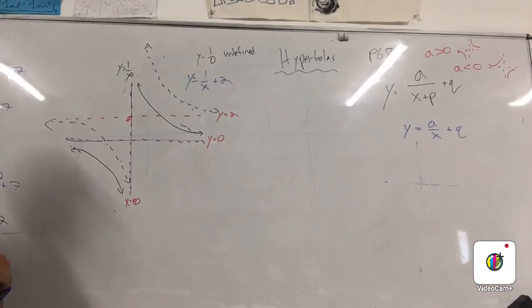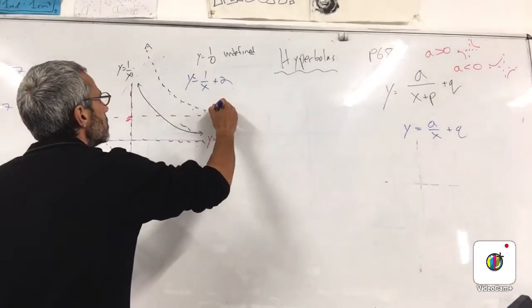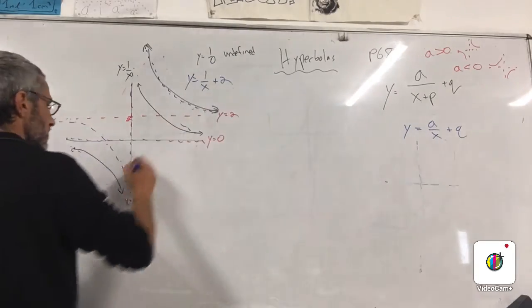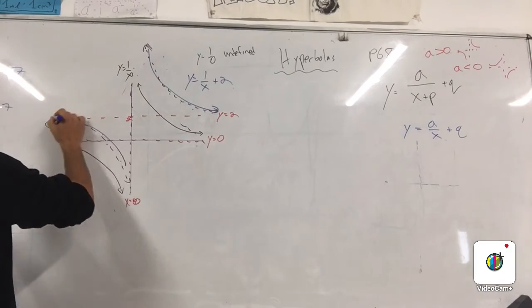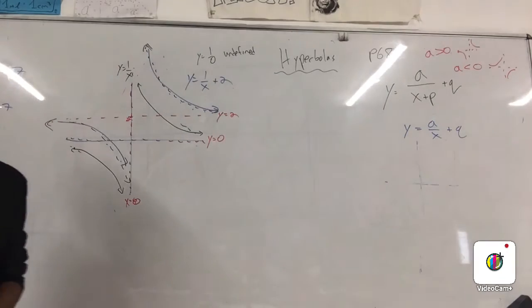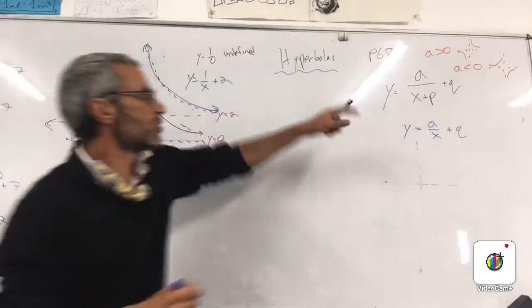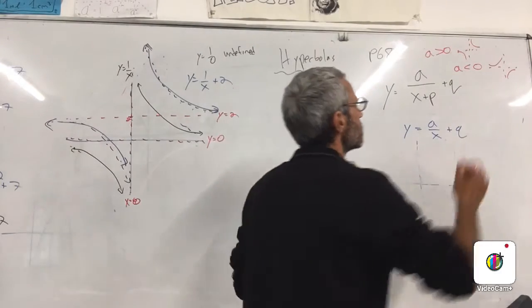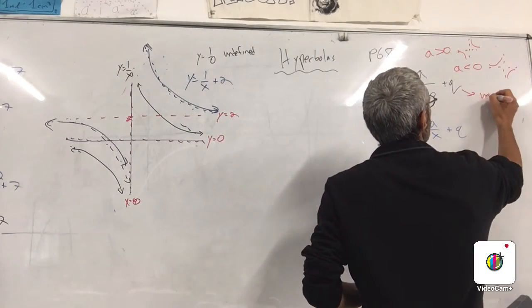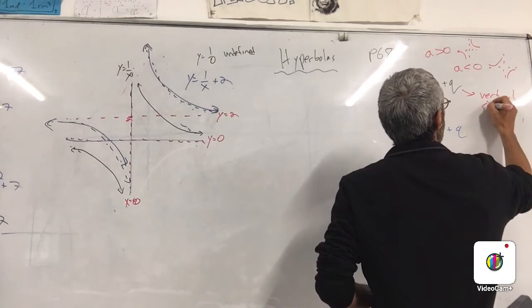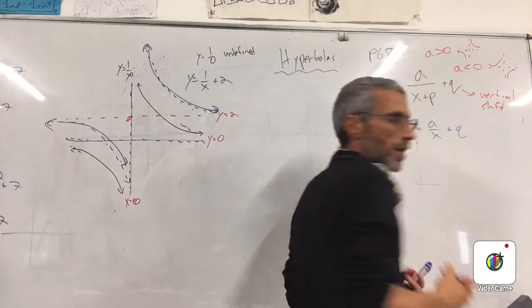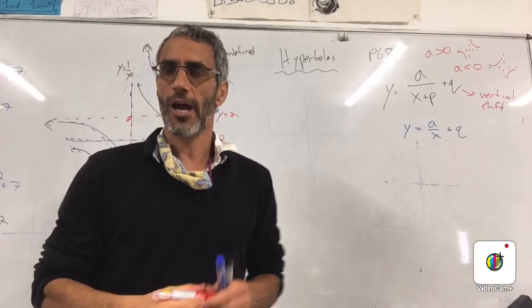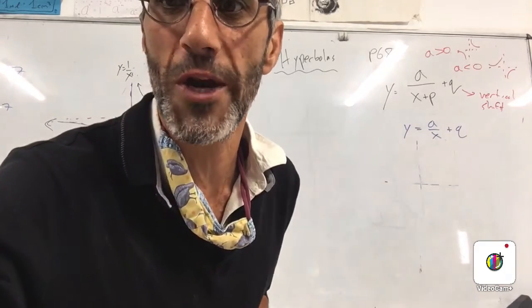Maybe give it a solid line in blue. So we have a new line. Everything moves 2 up. So that's what the Q does. The Q is vertical shift. That's what we've done last year. I'll just pause for questions and we'll move on to grade 11.